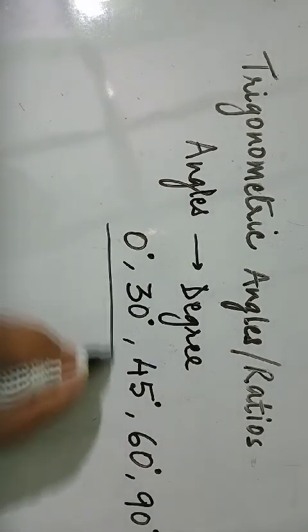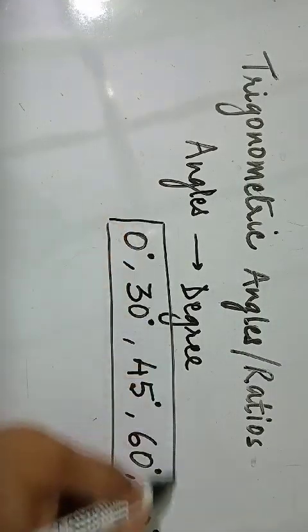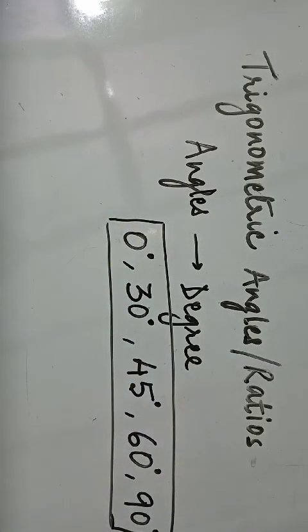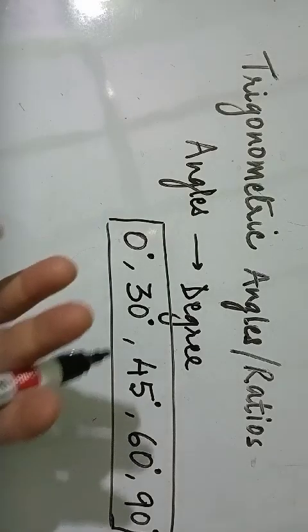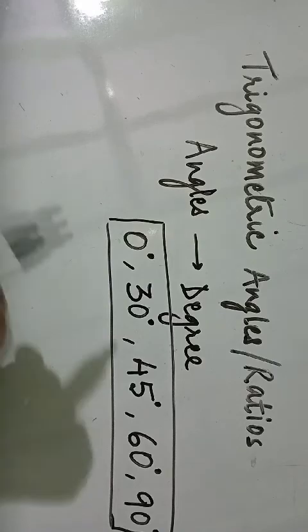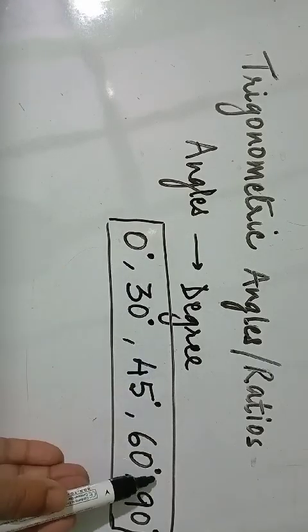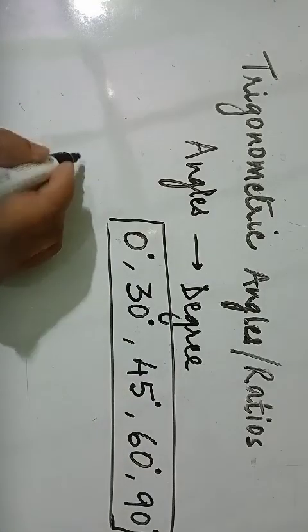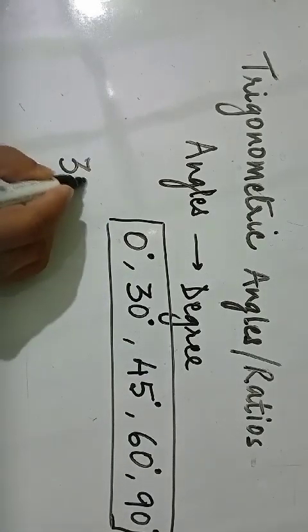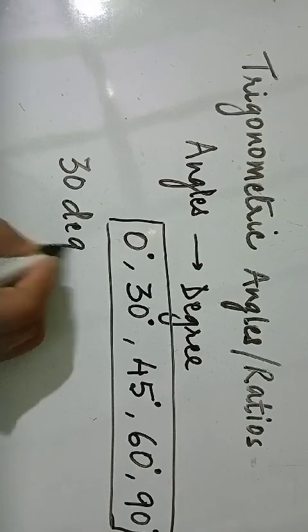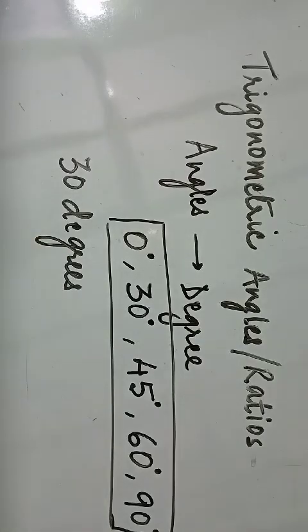So what are these values that you see? These are all different angles that have been given to you. What is the unit in which these angles have been expressed? These angles have been expressed in degrees. As you can see over here, this is the symbol for degree, and you can also alternatively write it as 30 degrees, and so on and so forth.